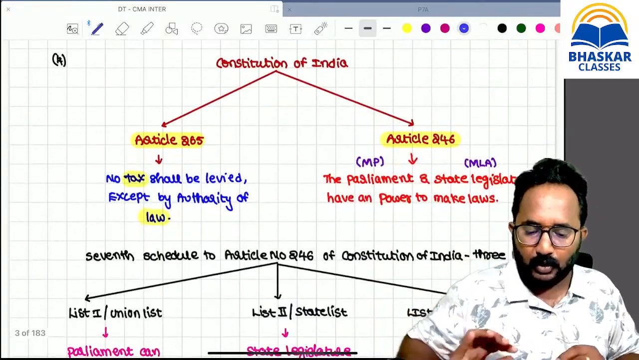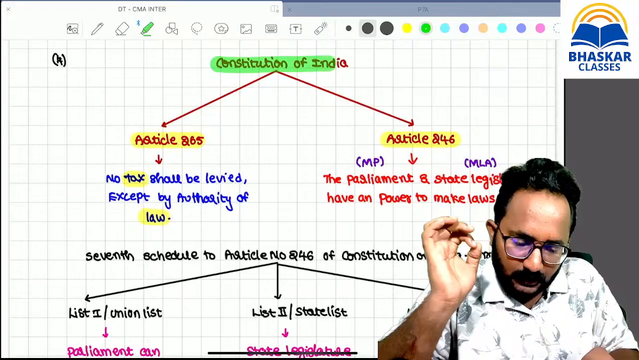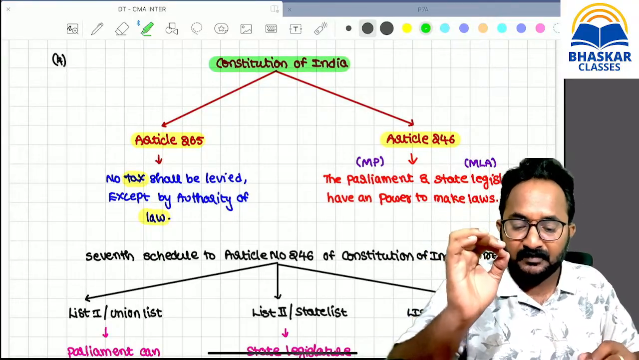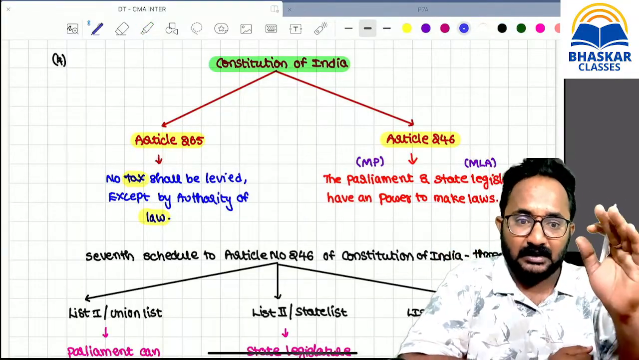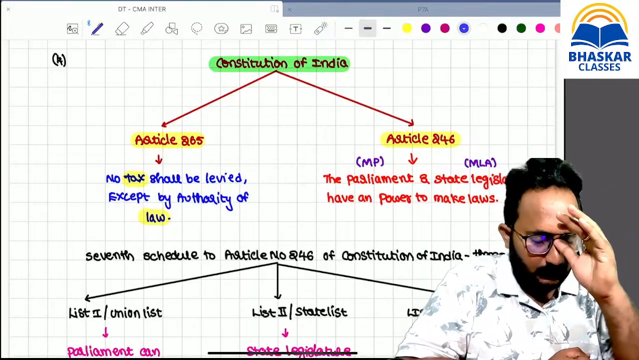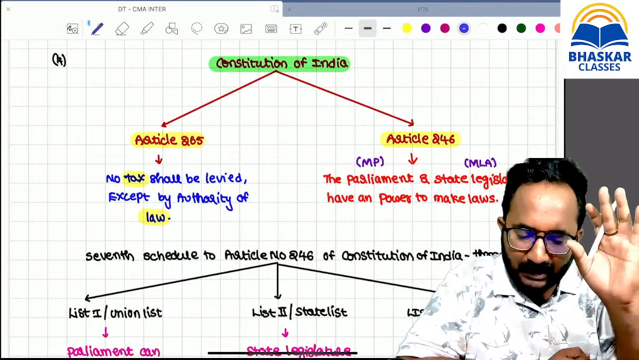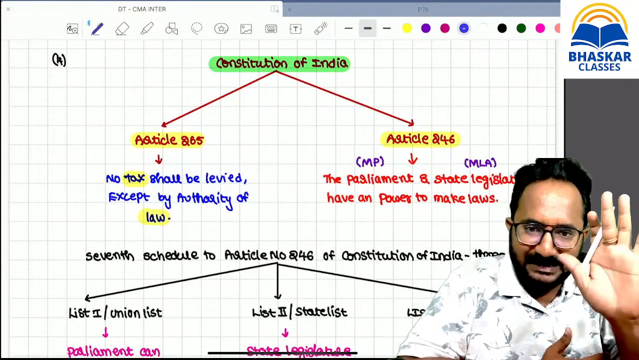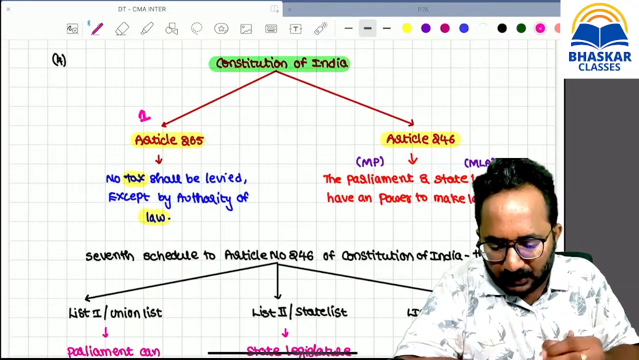Now I want to take you to the Constitution of India, to some extent only. Remember, in the Constitution of India we have article numbers, just like our Act has section numbers. There is no need to read the entire Constitution of India, but we have to refer to two article numbers with respect to the taxation introduction.